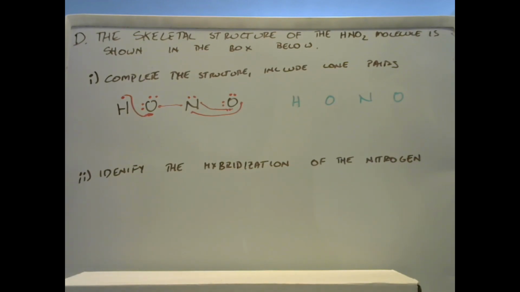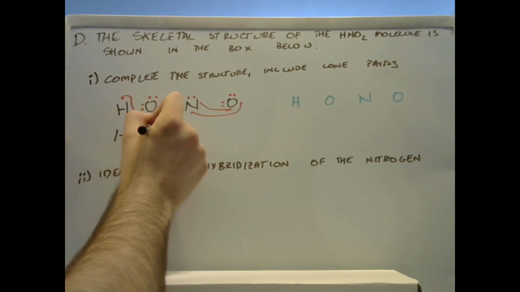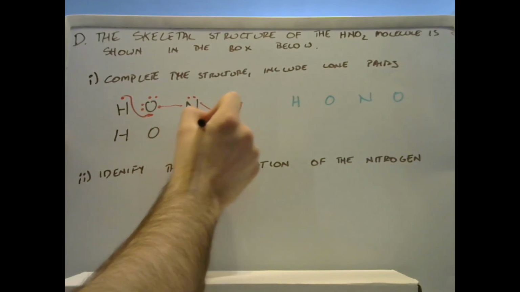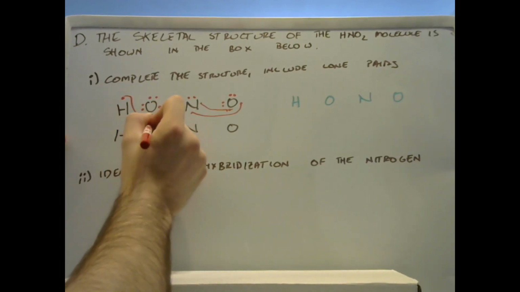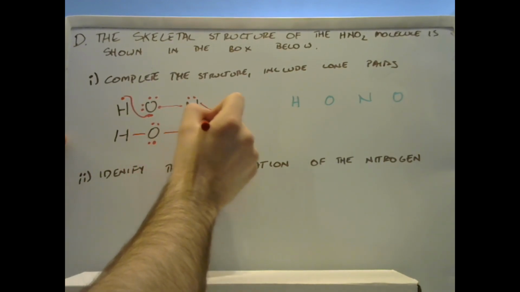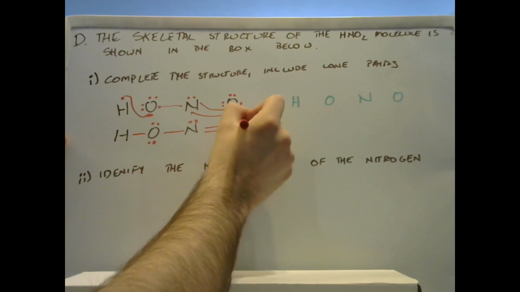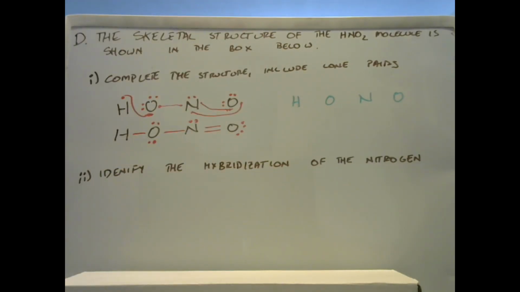If you are a bit of a neat freak like I am, what you'll inevitably end up doing is redrawing with cleaner bonds, giving you something that looks more like so. And there you go.